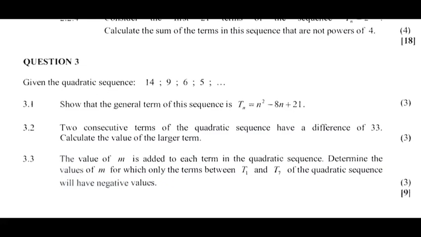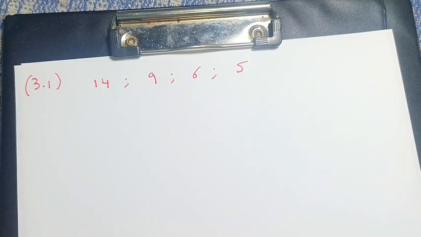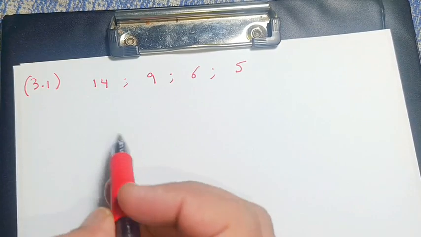The question 3 says, given the quadratic sequence 14, 9, 6 and 5. The first question says, show that the general term of this sequence is Tn is equal to n square minus 8n plus 21. I will show you how to solve this question. So 3.1, I need to find the first difference.